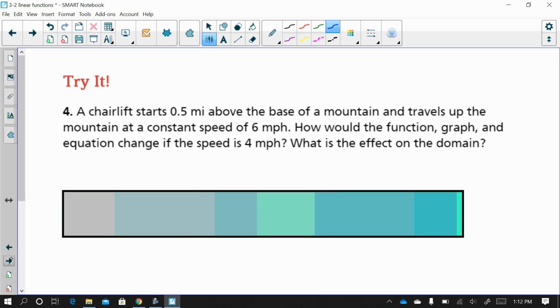All right, so your turn. A chairlift starts half a mile above the base of the mountain and travels up the mountain at a constant speed of 6 miles per hour. How would the function, graph, and equation change if the speed is 4 miles per hour? What's the effect on the domain? Okay, pause the video and see what you can come up with.